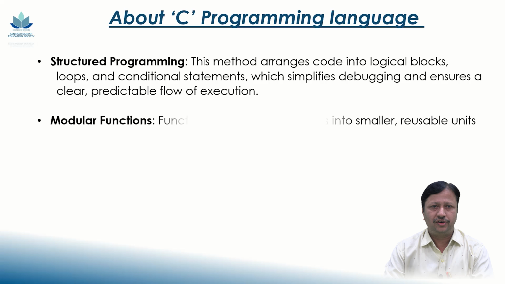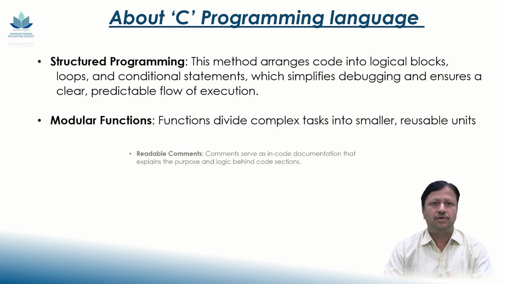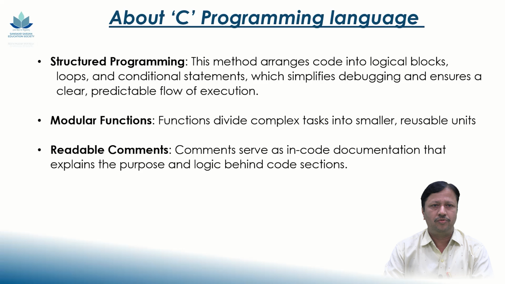C programming is modular: functions divide complex tasks into smaller reusable units. This modularity supports teamwork by allowing multiple developers to work on different parts simultaneously, simplifies updates by isolating changes, and enhances testing through focused unit tests. Readable comments: comments serve as in-code documentation that explains the purpose and logic behind code sections. They are crucial for collaboration, helping others understand the code quickly and making further maintenance more efficient.